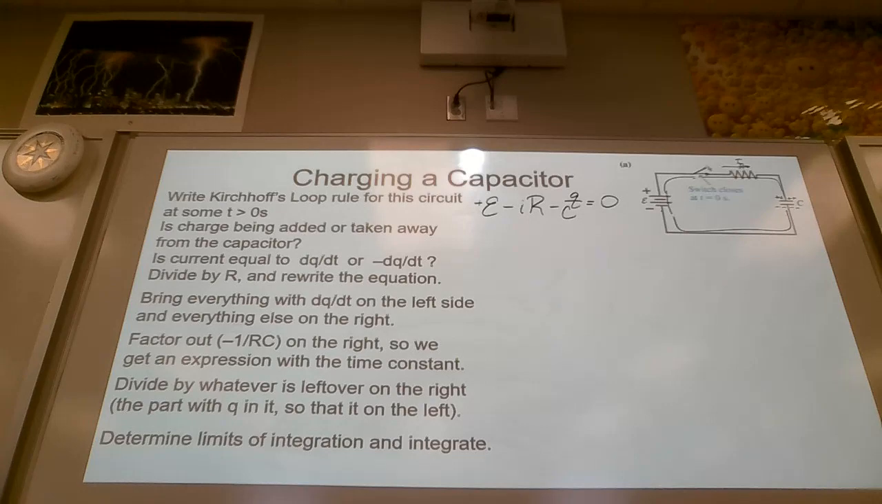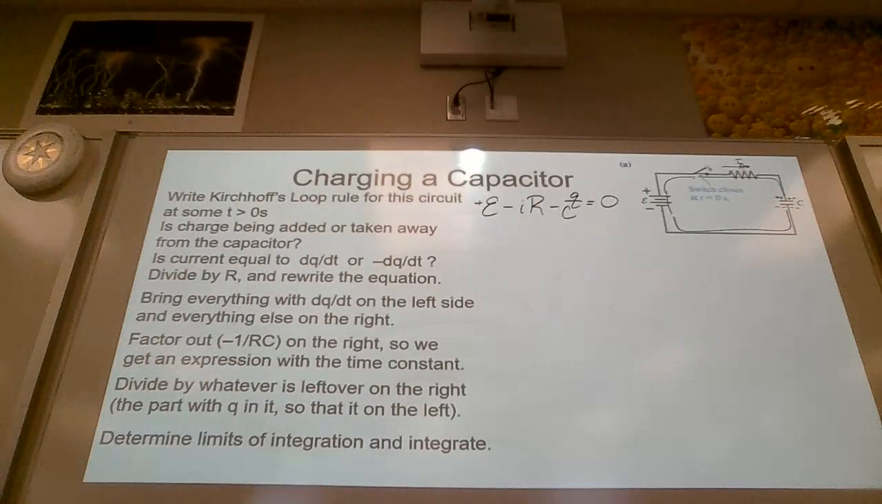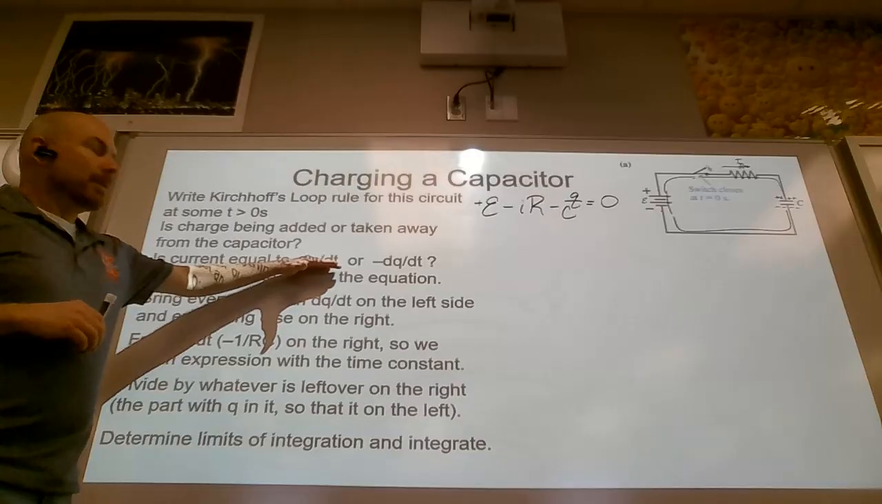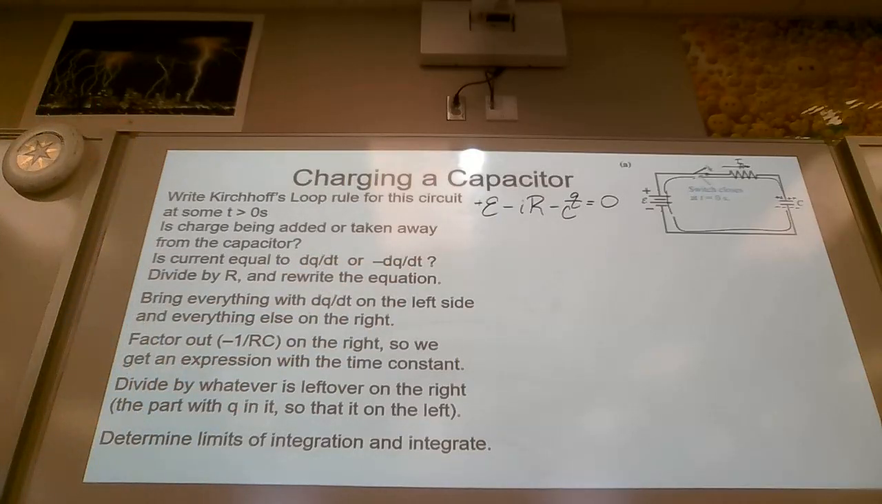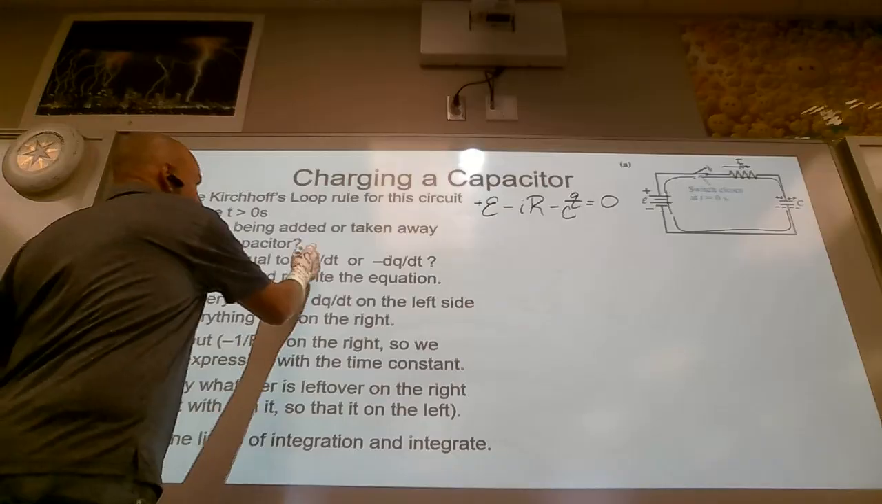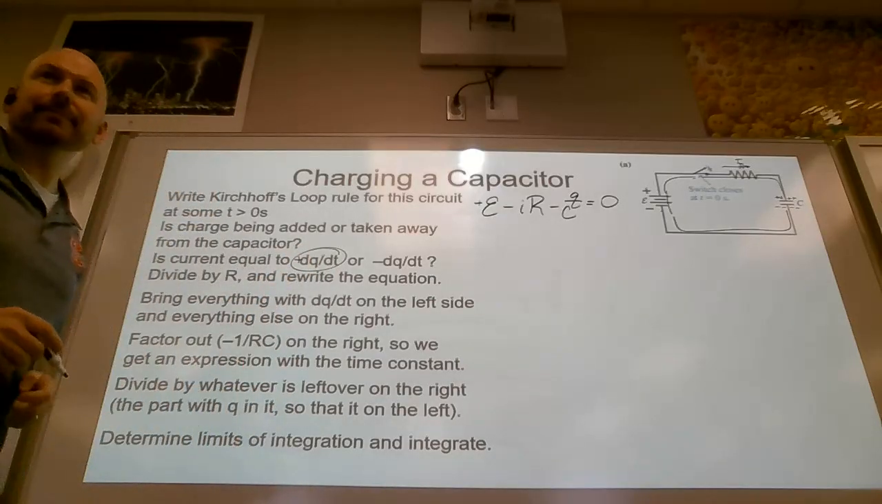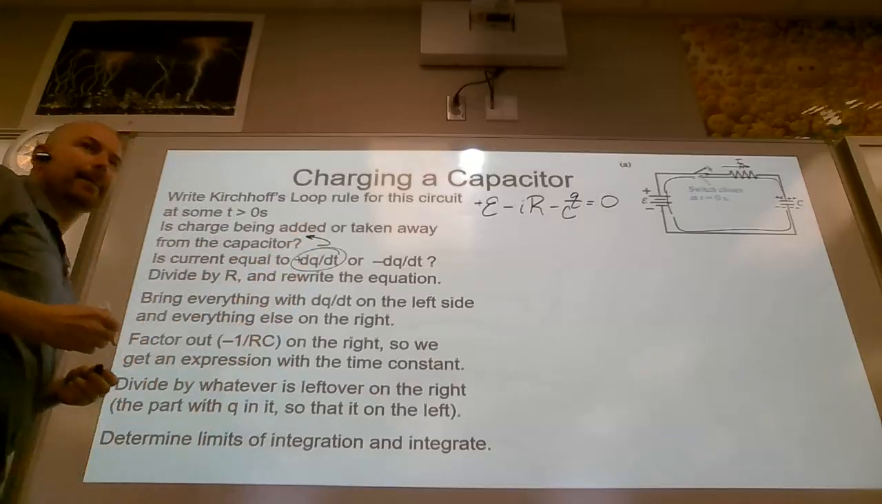Okay. Now, is charge being added or taken away from the capacitor? Added. So are we going to have a positive derivative or a negative derivative for the rate of charge? It's going to be positive because we're adding it. Okay. Good with that?